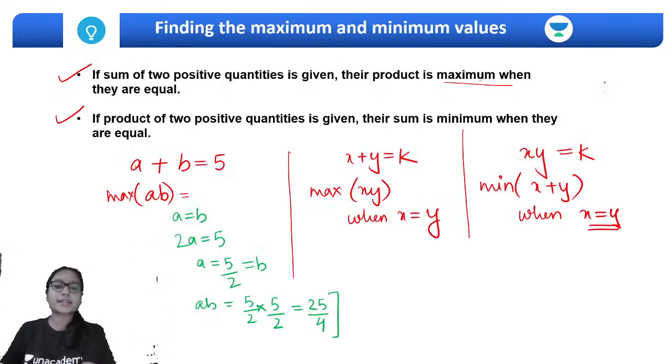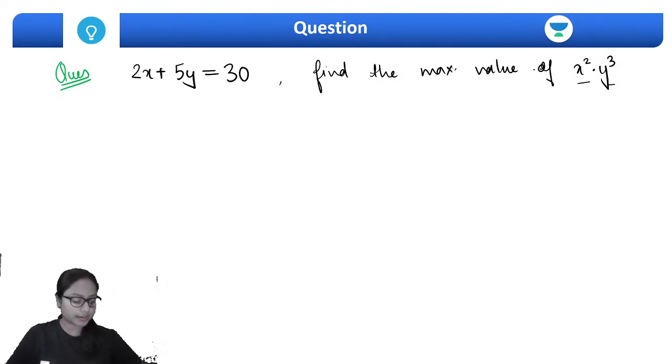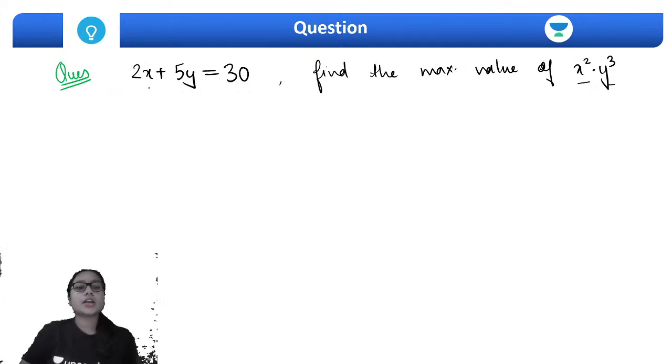Now till now we discussed the result when we had to calculate the maximum value of the product. Now the powers of the two numbers are not equal to 1. Here the powers are 2 and 3. Please try to solve this question. Since this is the first question, let us do it together. In the next question, I'll give you to solve. So we have 2x plus 5y is equal to 30. Find the maximum value of x square into y cube.